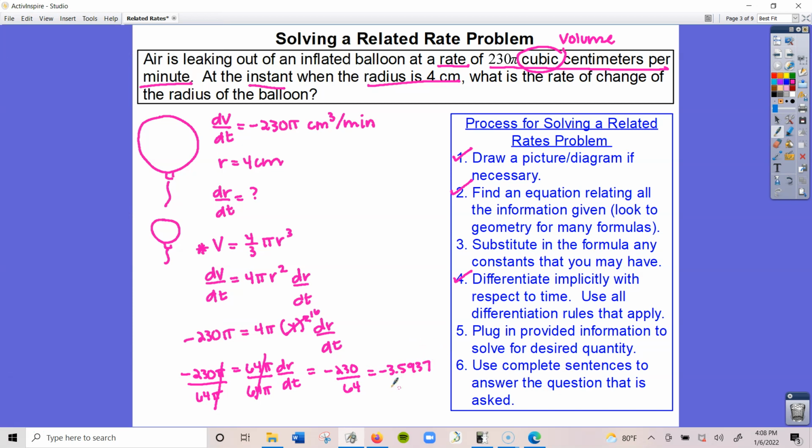And then we're going to write out our units. The only time you have to worry about your units having any kind of exponent is for volume or area. Since this is the rate of change of the radius, then it would be centimeters, and then over the unit of time, which is per minute. So that is your first related rate problem. We're just going to practice lots of different types now. Let's look at another one.